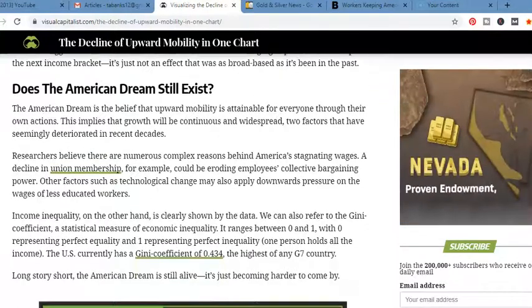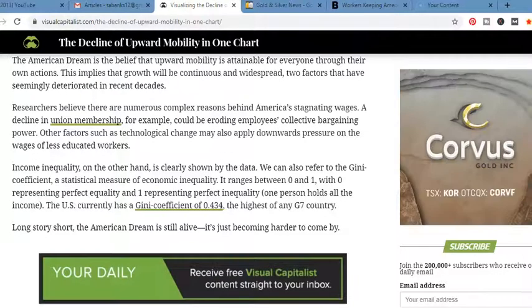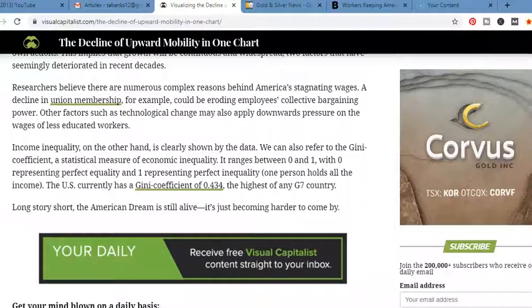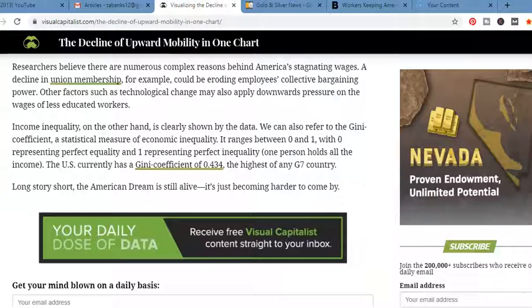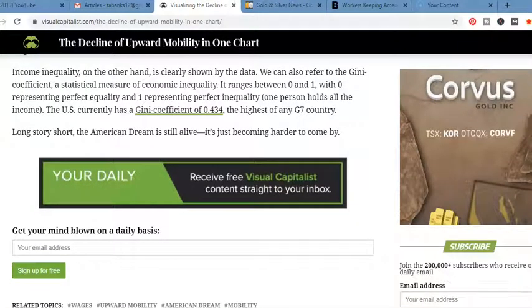Does the American dream still exist? The question remains. The American dream is the belief that upward mobility is attainable for everyone through their own actions. This implies that growth will be continuous and widespread, two factors that have been seemingly deteriorating in recent decades. Researchers believe there are numerous complex reasons behind America's stagnating wages. A decline in union membership, for example, could be eroding employees' collective bargaining power. Other factors, such as technological change, may also apply downward pressure on the wages of less educated workers. Income inequality, on the other hand, is clearly shown by the data. We can also refer to the Gini coefficient, a statistical measure of economic inequality. It ranges between 0 and 1, with 0 representing perfect equality and 1 representing perfect inequality, where one person holds all the income. The U.S. currently has a Gini coefficient of 0.434, the highest of any G7 country. Long story short, the American dream is still alive. It's just becoming harder to come by.